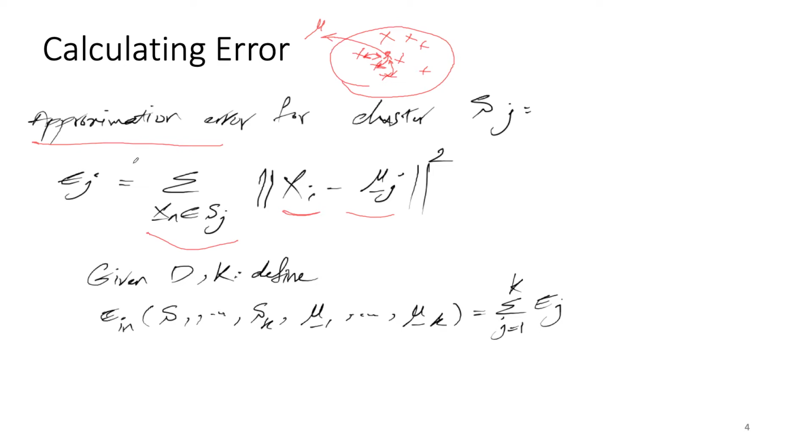So now, given D, our whole data set, we need to define a way to calculate the in-sample error of all the S's. That was only for one cluster, as you saw here. But you have K clusters, S's, and naturally K center points. All right, and the total would be just a summation of all your EJs.